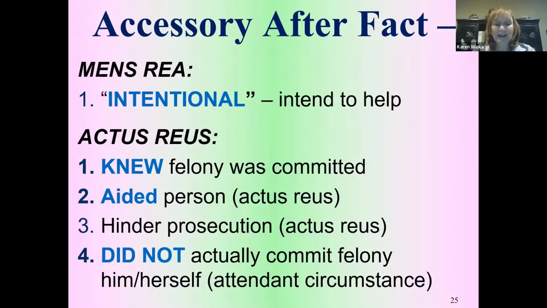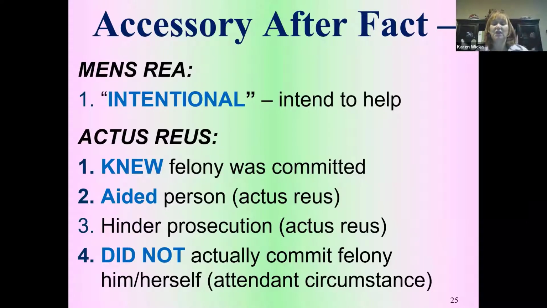But there's more actus reus. You have to show that they knew that a felony was committed. So it's not that they just gave them money, but they gave them money knowing that the defendant committed a felony, that they helped someone, and then that help hindered prosecution or kept the prosecutor from being able to prosecute for a while. And what's really important is the accessory after the fact did not actually commit this felony him or herself. So they only helped after the crime was actually committed.